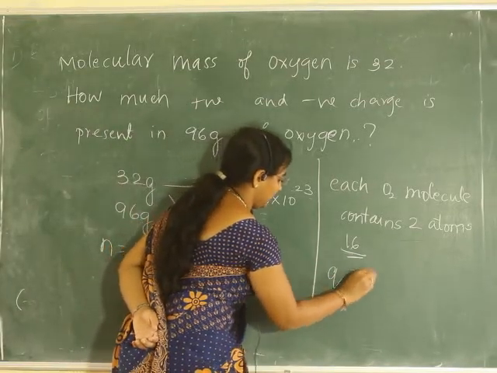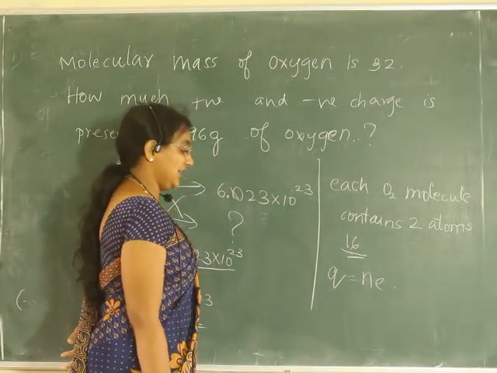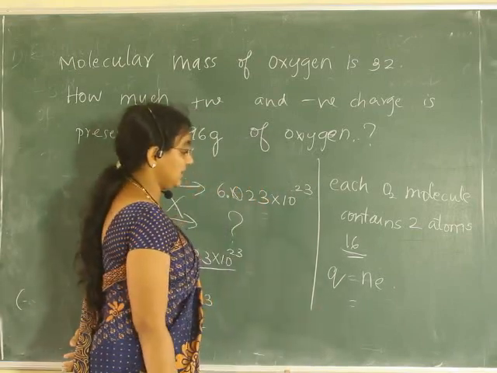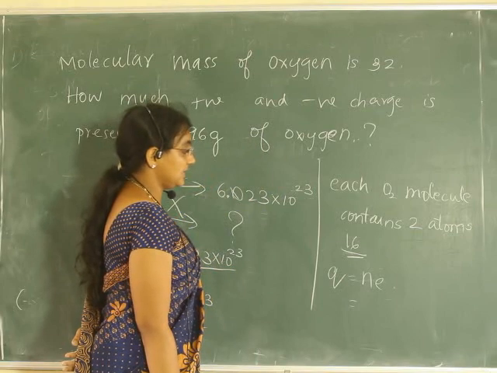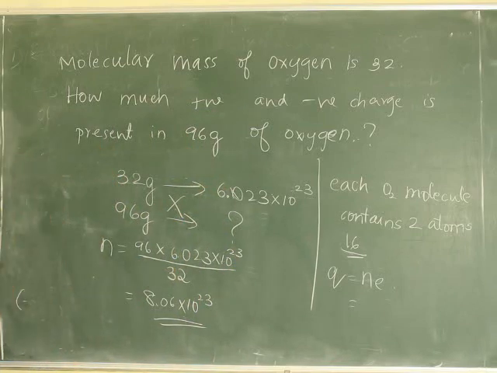For 96 grams of oxygen, Q is equal to Ne formula. Earlier in the beginning of this chapter we have used this formula. Q is equal to Ne. What is N? N is 16, correct? Into 1, what is E? 1.6 into 10 to the power minus 19. So Q is equal to 16 into e.